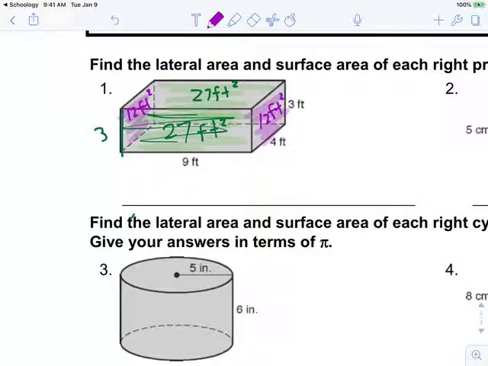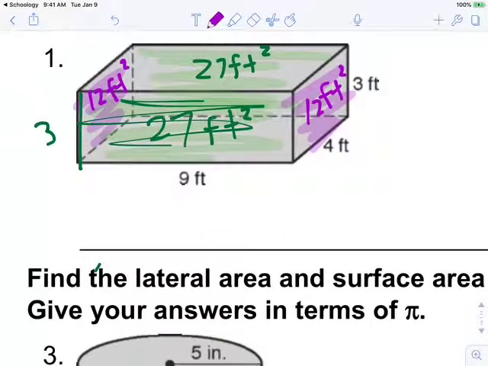So if I was to ask you for a lateral, and remember, lateral talks about the area of the outside, the faces. Well, let's add those up. Lateral area equals, well, let's do some mental math. 27, 27, that gives me 54. And then I also have to add on 12, so that would give me 66. And then I have to add on the other 12, which would give me 78. Yep. Lateral area equals 78 feet squared.